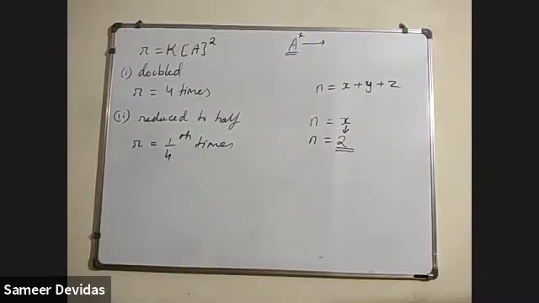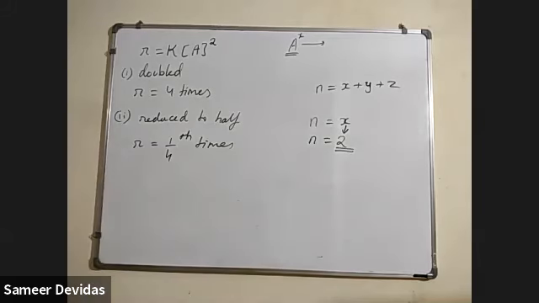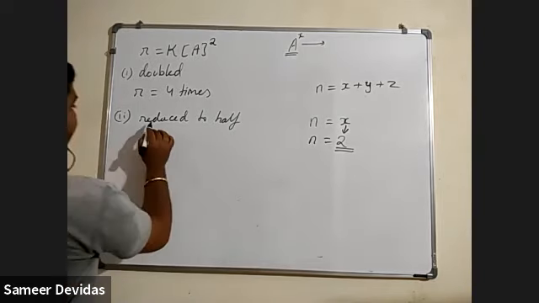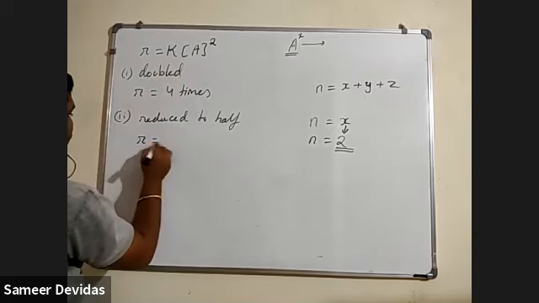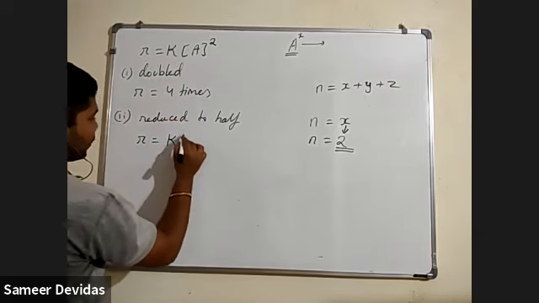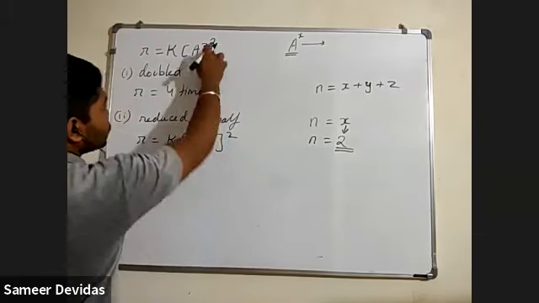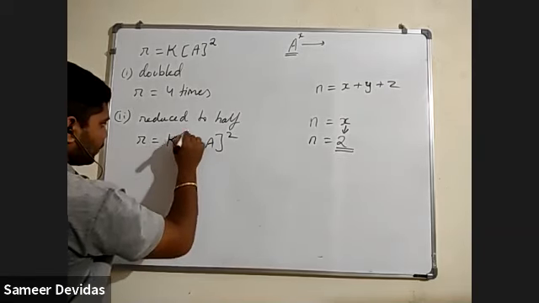All have understood this? So can you do the second one? The 1/4, this one? Okay, we'll do. Now they have said reduce to half. So what are they reducing? A concentration they are reducing. So R equals k, 1/2 A squared. Now this entire thing is in the bracket.